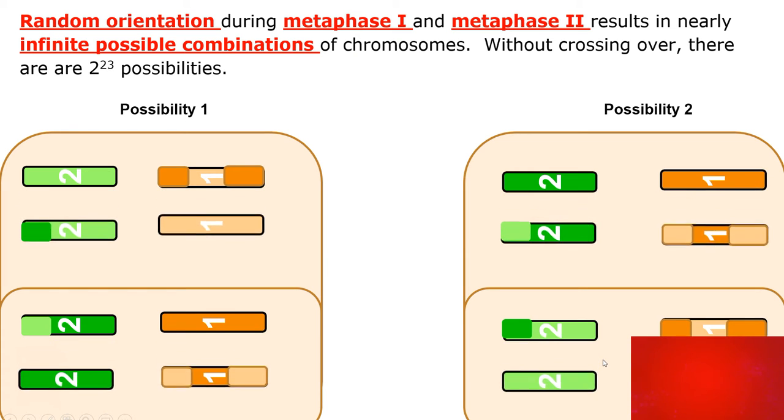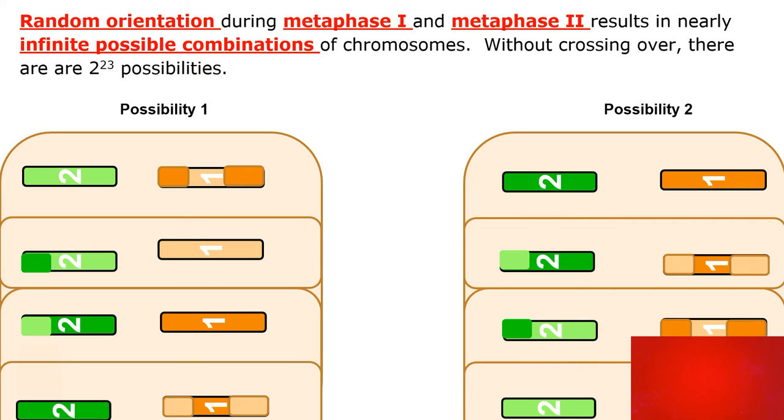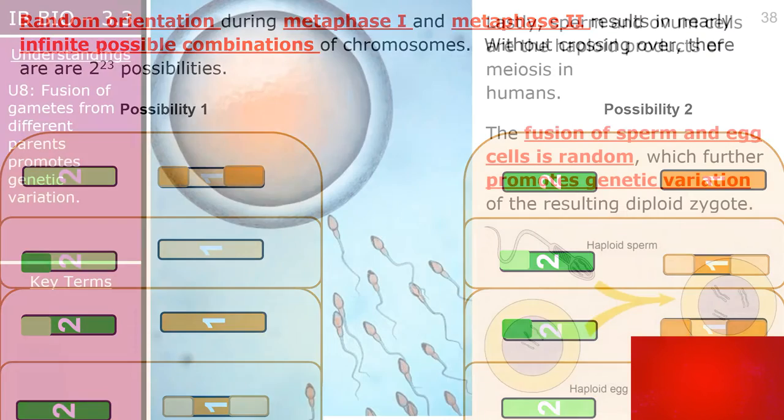And then when we separate them again, now you have these 8 cells that are all distinct from one another. None of these 2 match, and it's because of who was on what side. And this can happen for each of the 23 pairs. So now they are all unique. So those random orientations during metaphase 1 and 2 are giving you another source of genetic variety.